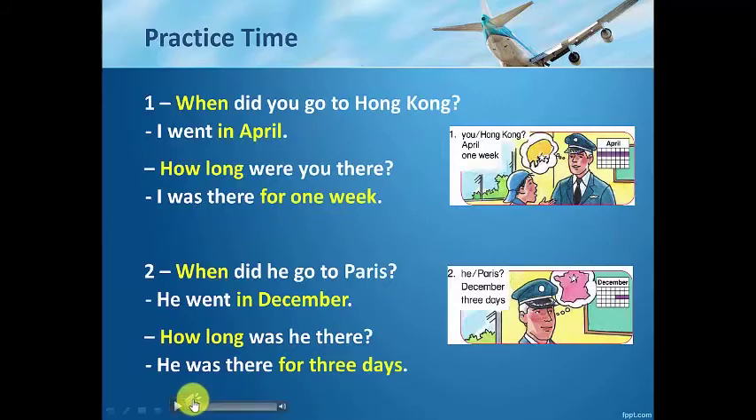Let's listen to them. Unit 9, page 58. Practice time. A. Listen and repeat. Then practice with a partner. Number 1. When did you go to Taipei? I went in April. How long were you there? I was there for 1 week. Of course, we have Hong Kong instead of Taipei here.